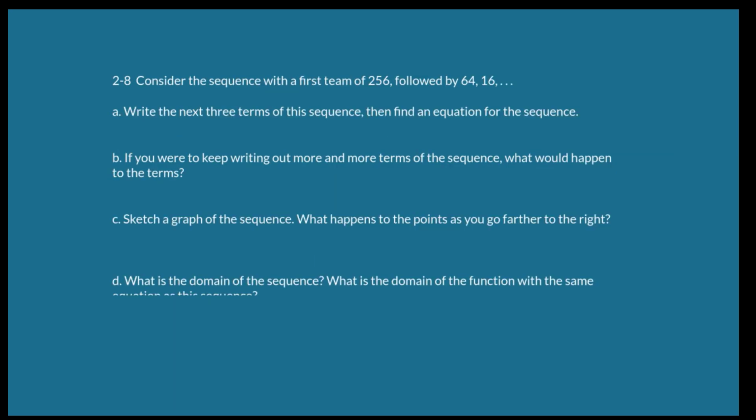Okay, this says consider the sequence with a first term, that should say term, oops, of 256, followed by 64 and then 16. What are the next 3 terms going to be? Well, to me, everything's been divided by 4 or multiplied by 0.25. So 256 multiplied by 0.25 equals 64. 64 multiplied by 0.25 is 16. That means my next 3 terms are going to be 4, which multiplied by 0.25 would be 1, which multiplied by 0.25 would equal 1/4. Those are the next 3 terms.